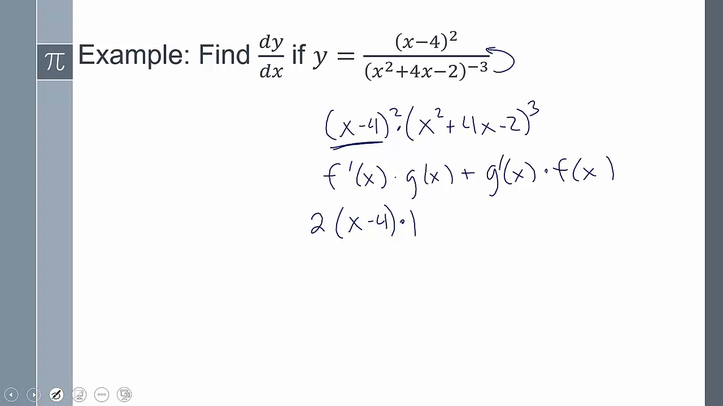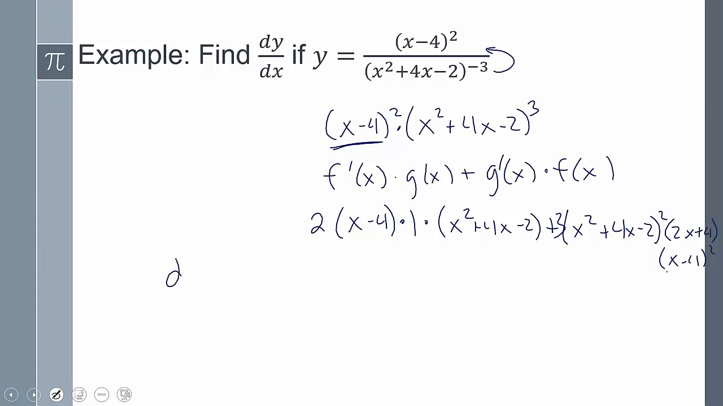And then times my g of x, which is x squared plus 4x minus 2, plus now the derivative of that second one, that's going to be 3 times x squared plus 4x minus 2 squared. So the derivative of the outside now times the derivative of the inside, which would be 2x plus 4, and that's going to be times my f of x, so x minus 4 squared. Whew, that's a lot. Now it's just all cleaning it up.